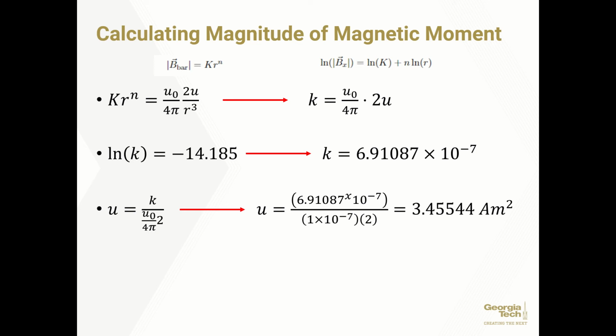Now, from our graph, we know that the y-intercept is the natural log of k, which means that k is 6.91 times 10 to the negative 7th. Now we have all the information to calculate the magnitude of the magnetic moment, which is 3.455 A·m².